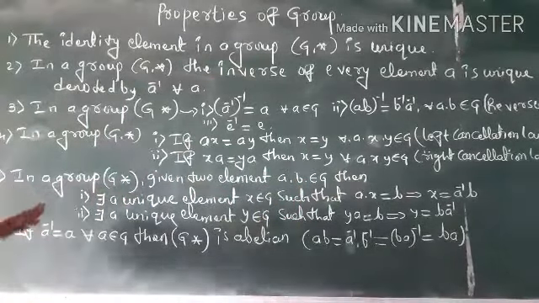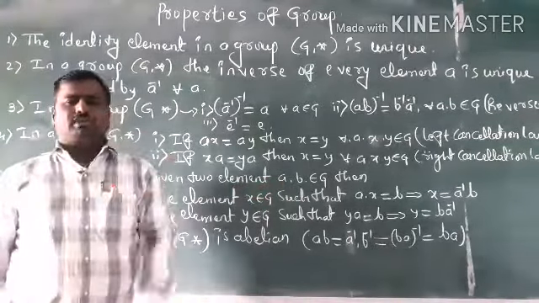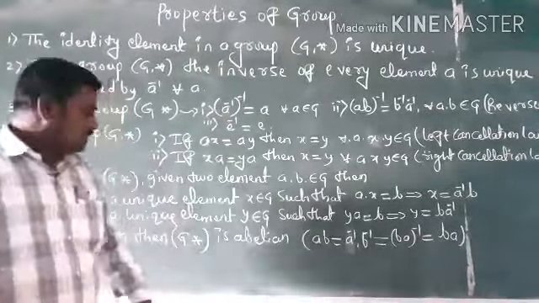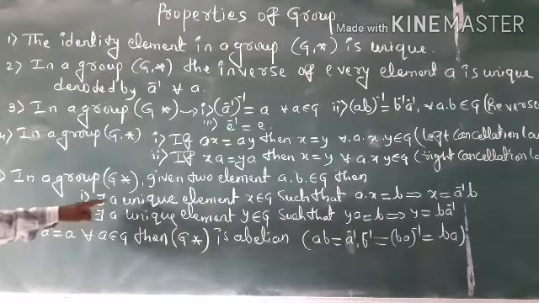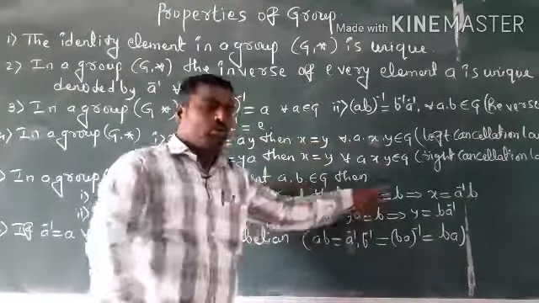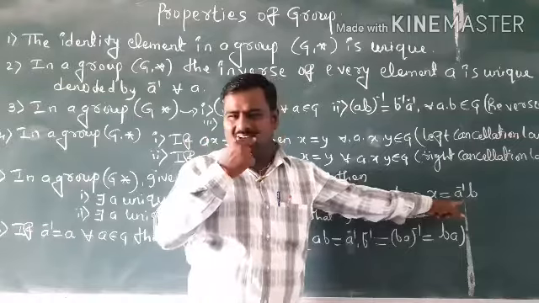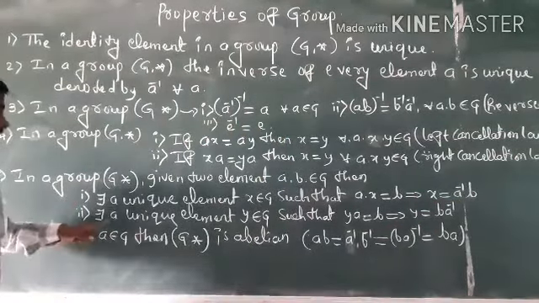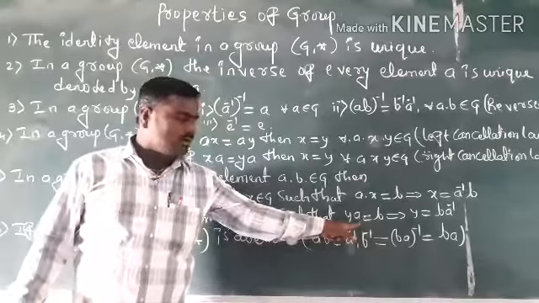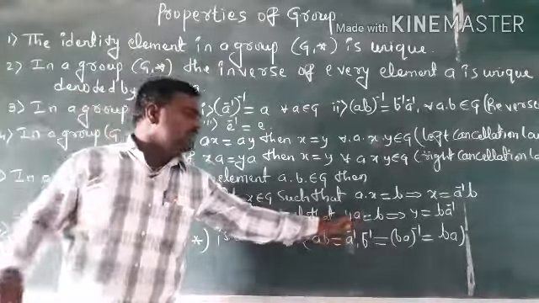Next, in the fifth one, some other properties are there. In a group (G, *), given two elements a, b belonging to G, two conditions hold. There exists a unique element x such that a * x = b. Keep x constant and shift a to that side: x = a⁻¹ * b. That is the most important formula, right? So we got the unique result. Similarly, there exists a unique element y belonging to G such that y * a = b. Keep y, shift a to that side, and y = b * a⁻¹. That is another format.